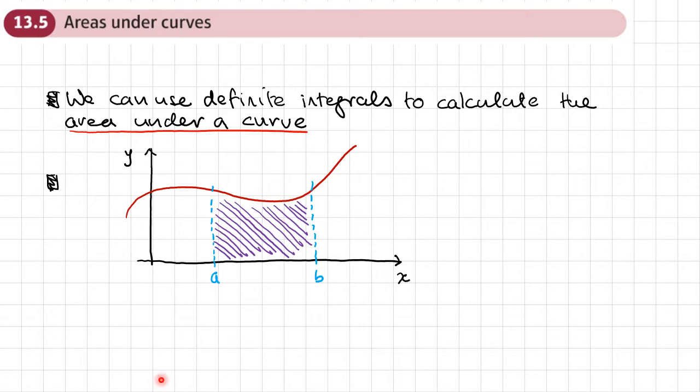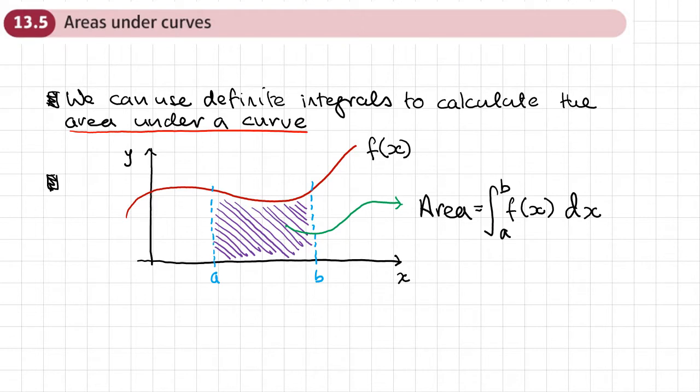Now let's say I wanted to calculate this area that's highlighted in purple here under this curve between these two values of x. One value of x I'm going to call b, and the other value of x I'm going to call a. And let's call the equation of this curve f of x. Well, that area is given by this definite integral, which we know how to do.